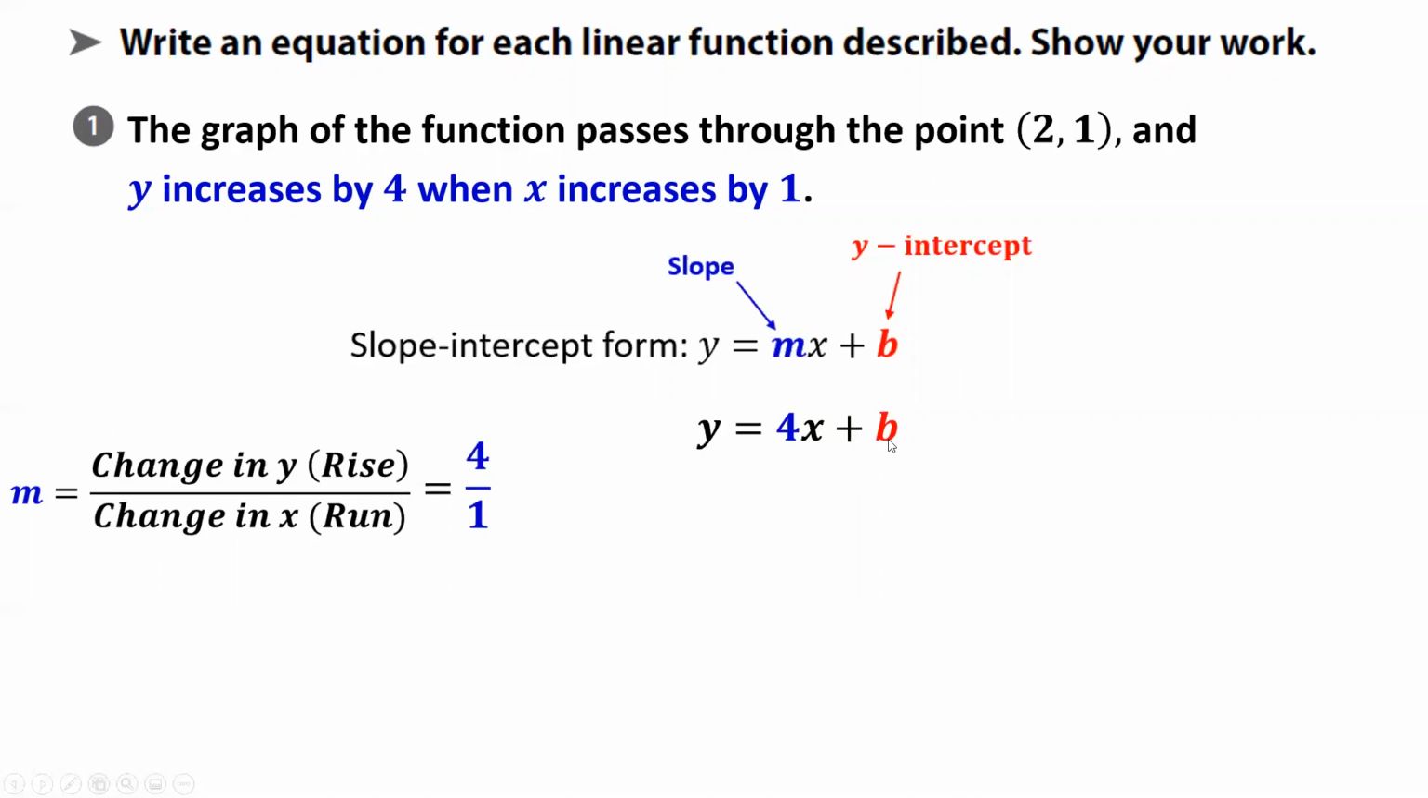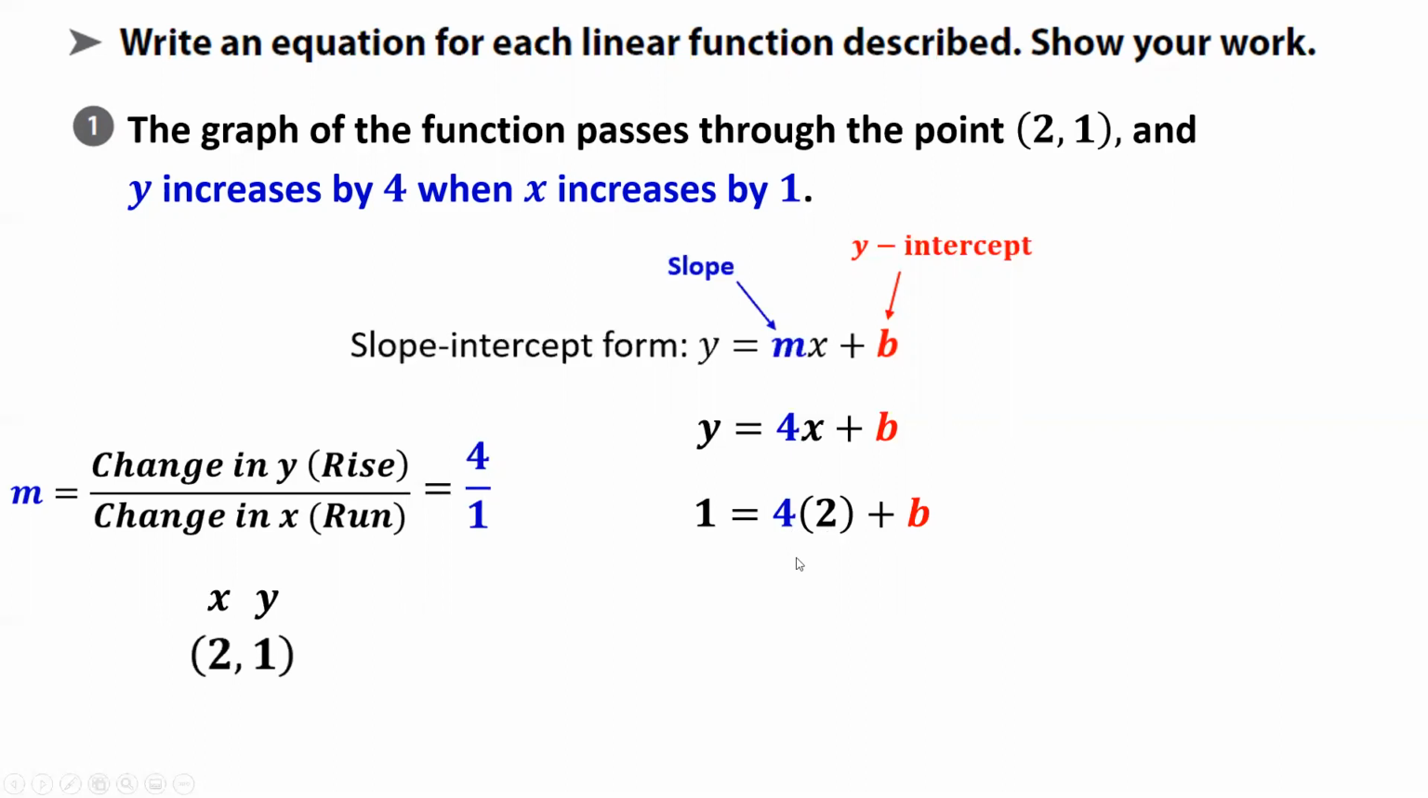To find the y-intercept, I'm going to use the other information I'm given. It tells me that the graph passes through the point (2, 1). This is the ordered pair (2, 1), which represents some information. The 2 represents the x-coordinate. The 1 represents the y-coordinate. So the x and the y are represented by numbers that I can plug into my equation. Instead of y, I can plug in a 1. Instead of x, I can plug in a 2. So if I do that, my equation will now look like 1 equals 4 times 2 plus b.